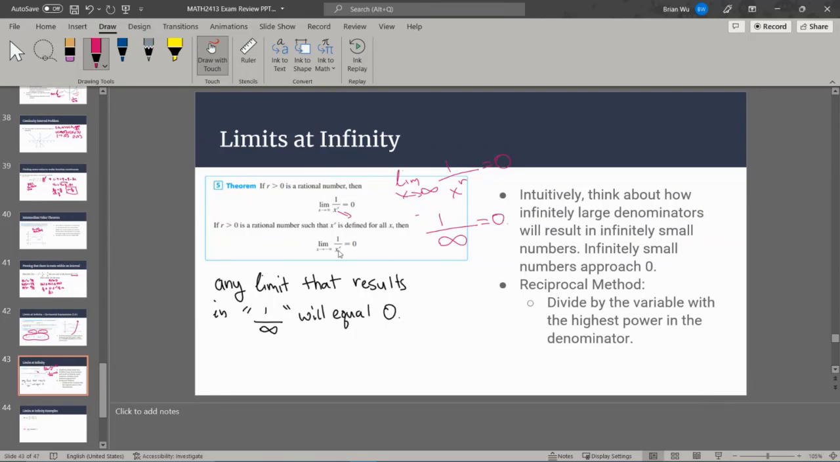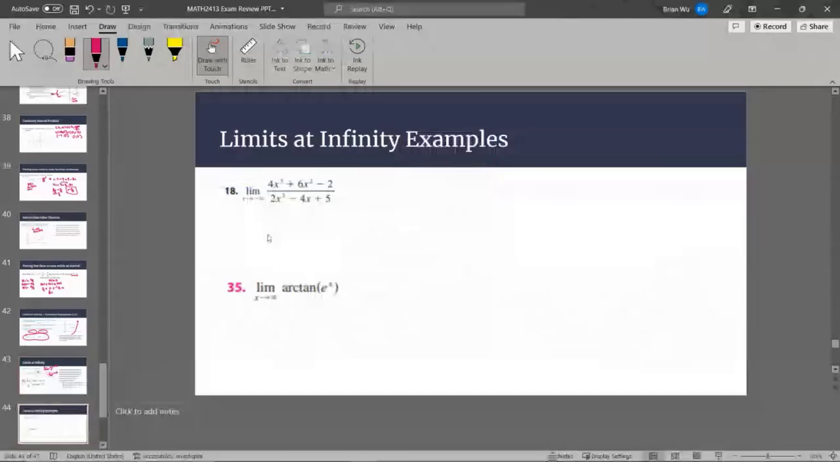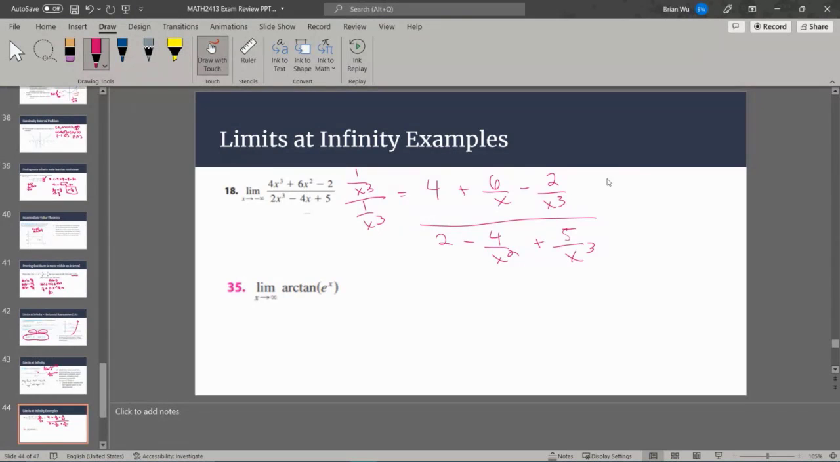One of the methods you'll use to solve limits that go to infinity is also called the reciprocal method, and we'll go over that in the next example. So for this one, we want to find the largest power in the denominator and use the reciprocal to multiply both sides. That's 1 over x cubed divided by 1 over x cubed, as you see here. In this case, we get 4 plus 6 over x minus 2 over x cubed, all divided by 2 minus 4 over x squared plus 5 over x cubed.